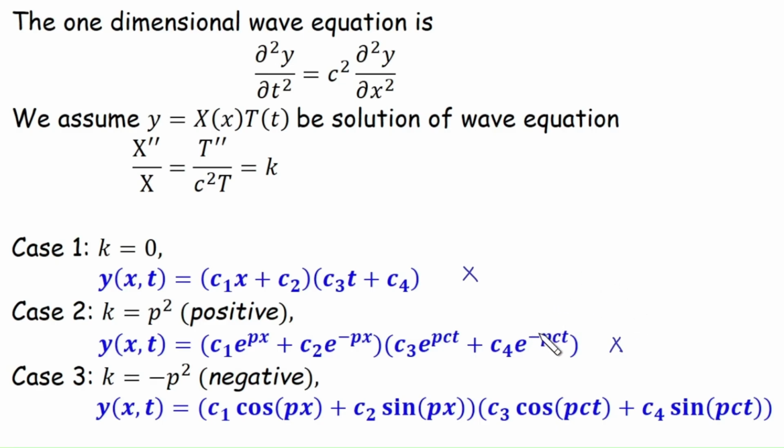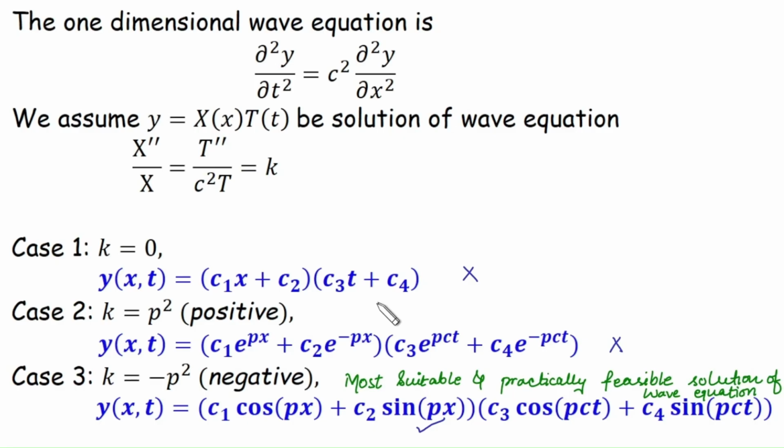So the solution that matches the physical behavior is the third case, where k is negative. That's why in most real life wave problems, we take the solution in the form of sine and cos functions. So from all these three cases, the oscillatory solution is the most appropriate for describing the vibration of a string and solving the wave equation. So this is how we need to solve the wave equation with the help of the method of separation of variables.